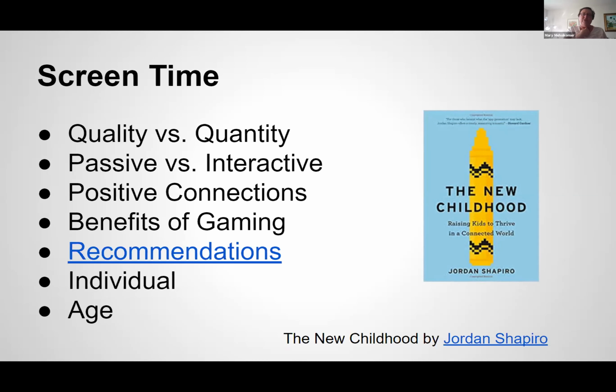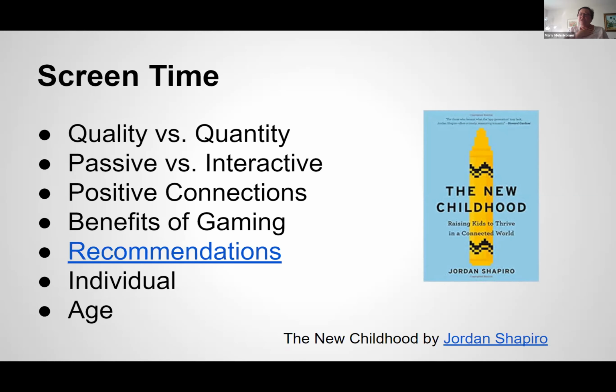Research shows there are many benefits, for example, of gaming. So not all gaming is bad. When you get a student or a young person or any person who really enjoys doing computer games or video games, there are some benefits to that. So it's just really important to consider the individual, the age of the individual, and what they're doing.